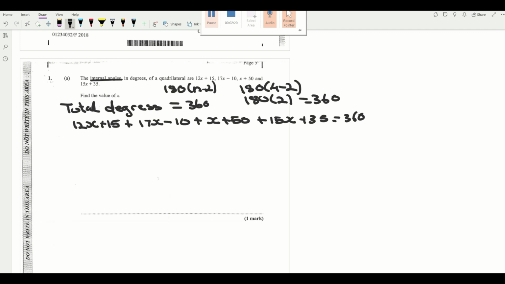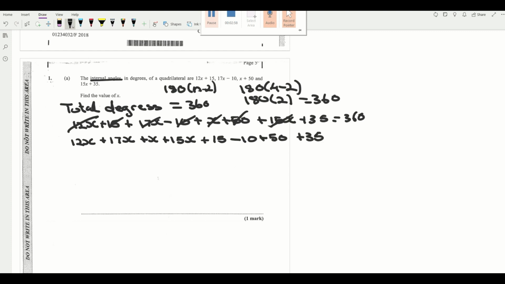Alright, so when we have a question like this, group like terms, and then you're going to make the x the subject. So anytime you have used a term, write it down. 12x plus 17x plus x plus 15x, plus 15, minus 10, plus 50, plus 35 is equals to 360.